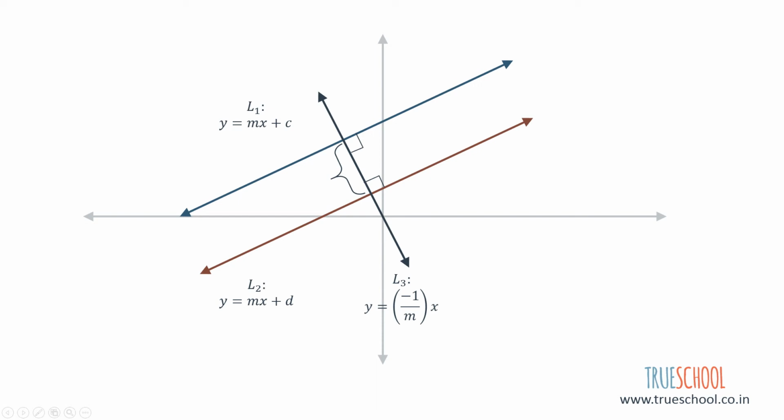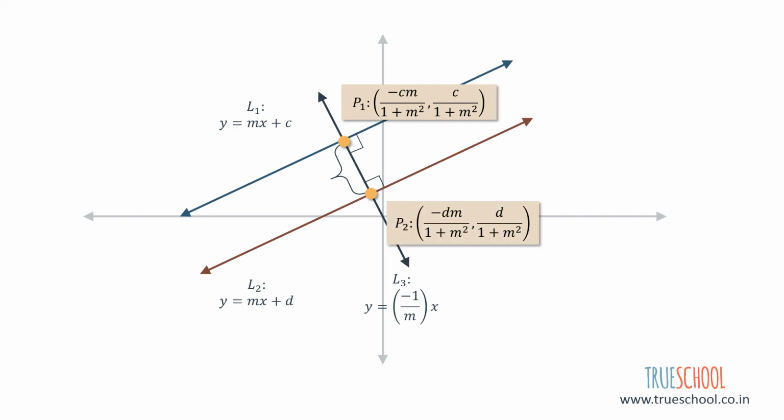From the previous relation, we get the coordinates of the intersection points as minus cm by 1 plus m square, c by 1 plus m square, and minus dm by 1 plus m square, d by 1 plus m square. To convince yourself, try to do it yourself. Now if we simply apply the formula of distance between 2 points, we will get this length as mod c minus d by 1 plus m square.